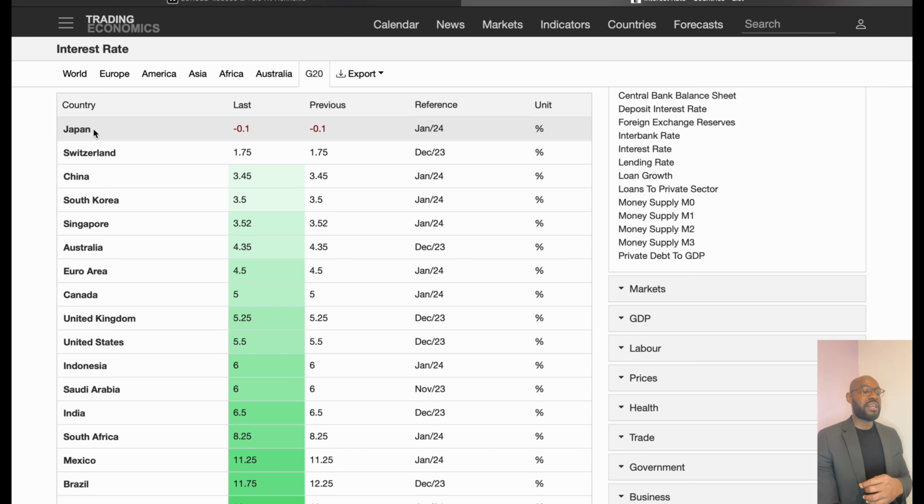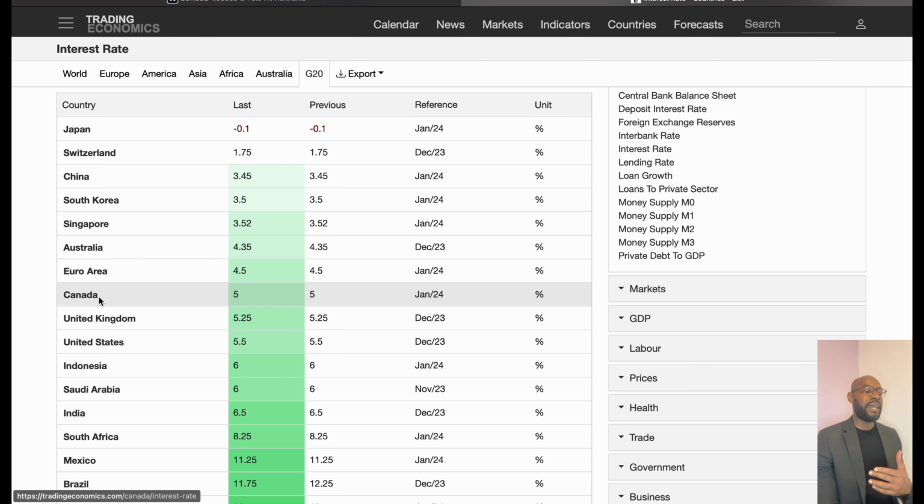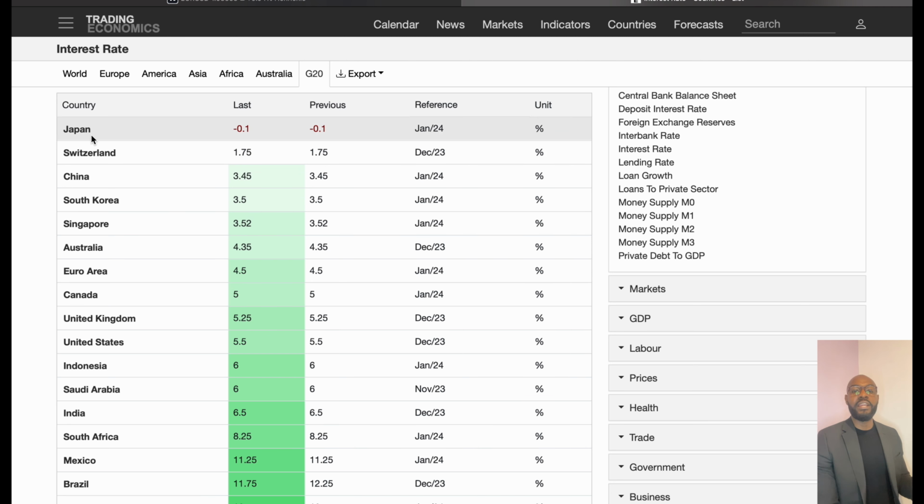So now you're not just randomly selling or buying any currency. You're basically using fundamentals to understand which of these currencies is going to be stronger. The Japanese yen is going to be weaker because it has very low interest rates, and the Canadian dollar is going to be stronger because it has a higher interest rate. The Japanese yen is going to be weaker because it has a low interest rate.